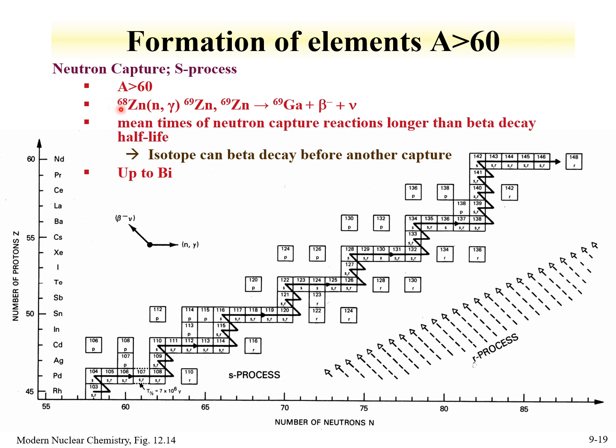That's an example. Imagine that we have zinc, stable zinc-68 captures a neutron, goes to zinc-69. The zinc-69 undergoes beta decay. That extra neutron is converted into a proton. We make gallium-69. And as you can imagine, we can build our way up through the chart of the nuclides, hitting a great deal of the stable isotopes along this path. Through extension, we can go all the way up to bismuth through this method.